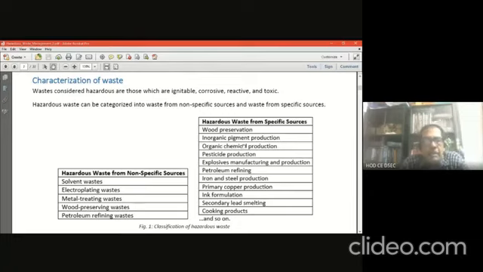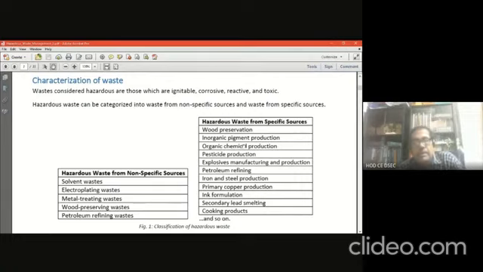Now just to recap some of the things which I have described earlier. What are the hazardous wastes from non-specific sources? If you remember, we have defined hazardous waste from non-specific sources as well as hazardous waste from specific sources. As a summary, examples of hazardous waste from non-specific sources: solvent waste, electroplating waste, metal treating waste, wood preserving waste, petroleum refining waste. So these are the hazardous wastes from non-specific sources.